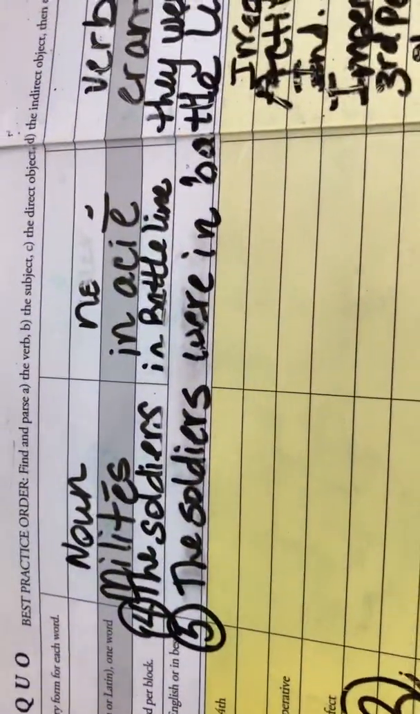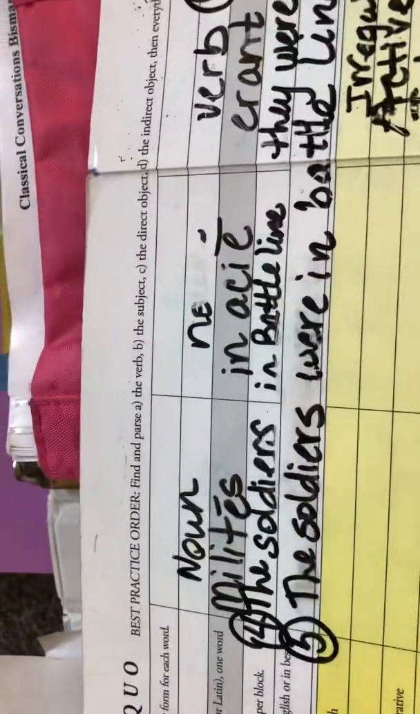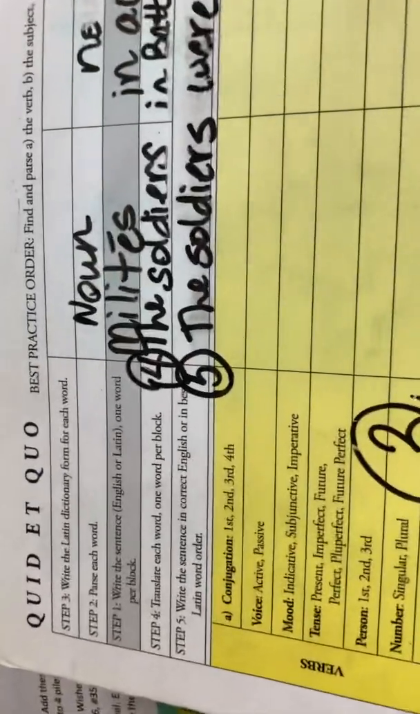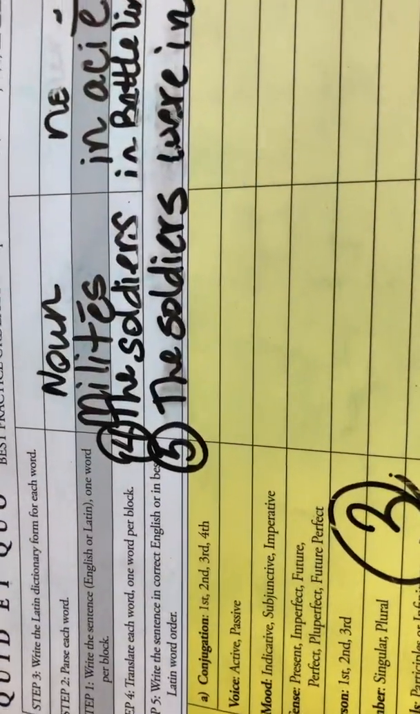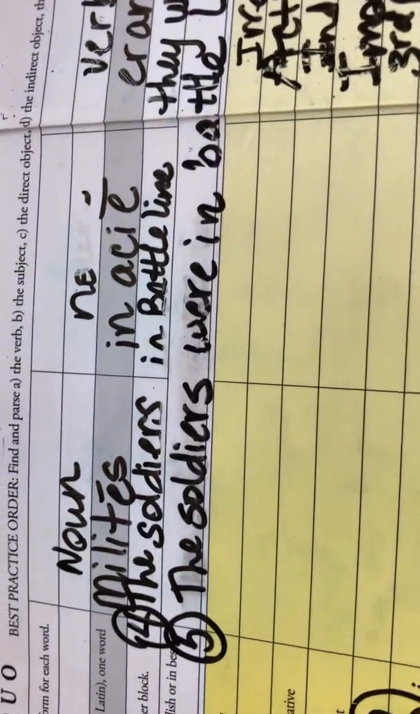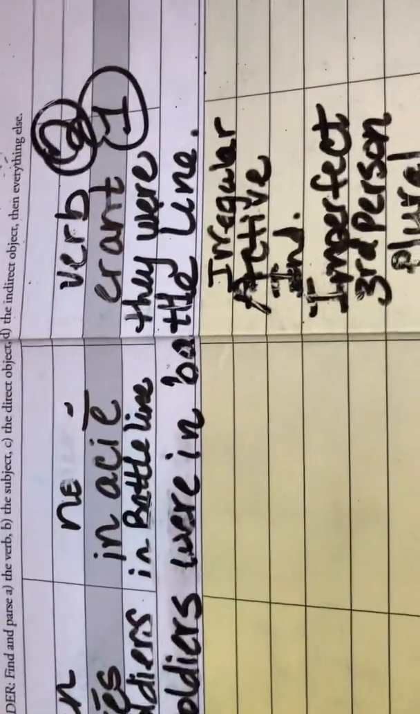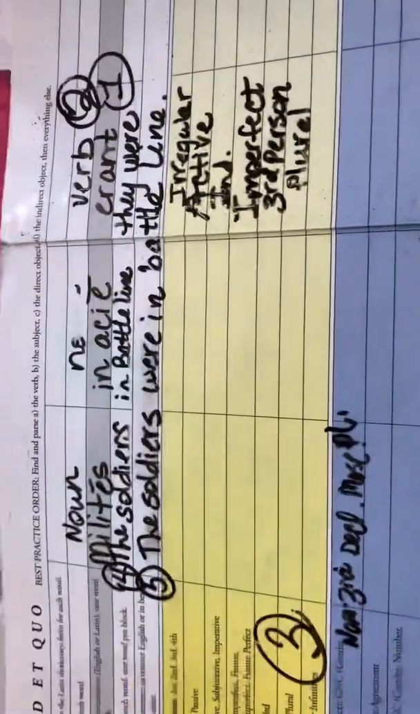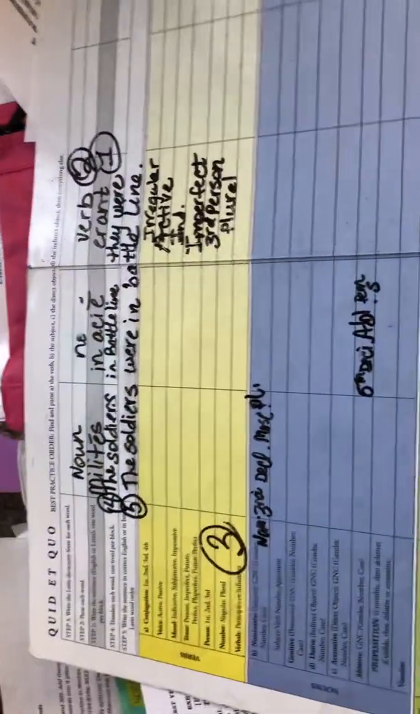Okay? Then the last step is put it in regular speaking order, because we don't say the soldiers in battle line they were. So we need to put it in. It says write the sentence in correct English or best Latin word order. So in this case, we're going Latin to English, so it's the soldiers were in battle line. So that is how you use one example of using the Trivium table to help you translate.